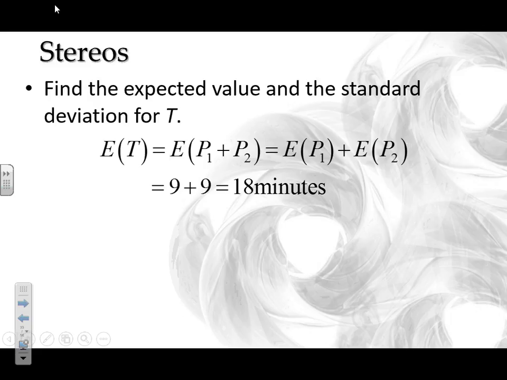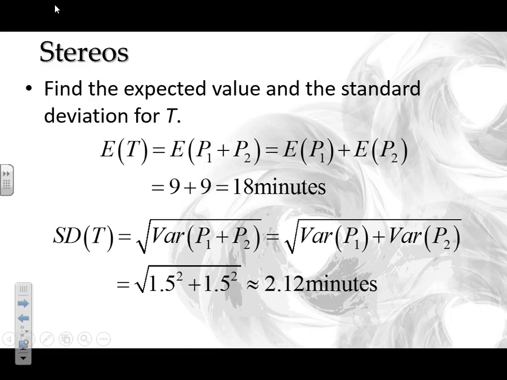For standard deviation, what are we going to need to do? Variance plus variance, then square root. In this case, our standard deviations were 1.5. So 1.5 squared plus 1.5 squared, and then when we take the square root of that, we get our new standard deviation. The standard deviation for packing two consecutive systems would be 2.12 minutes.